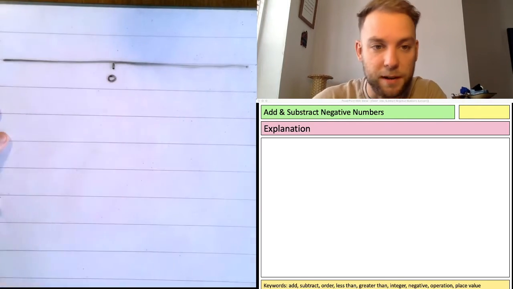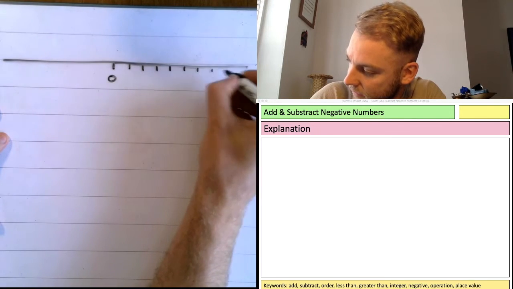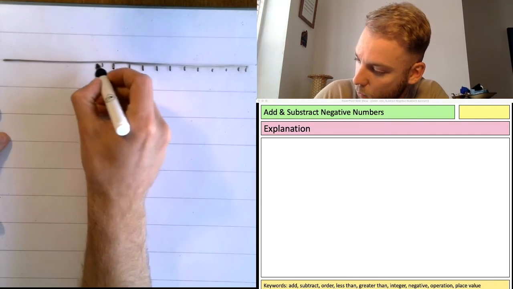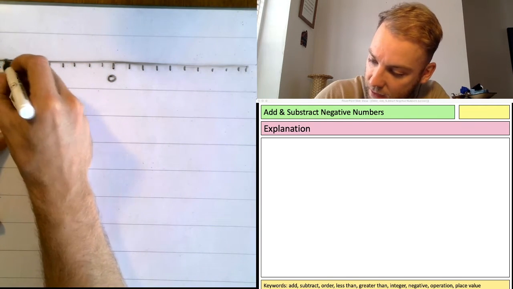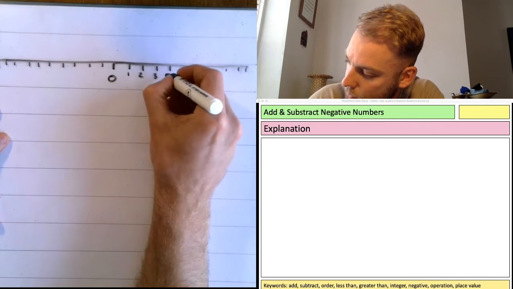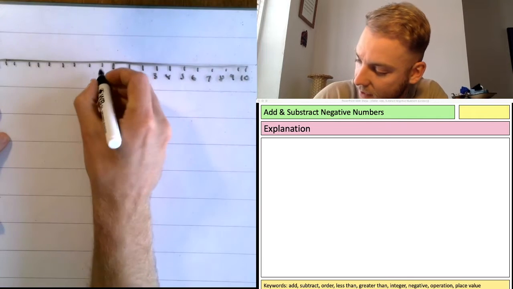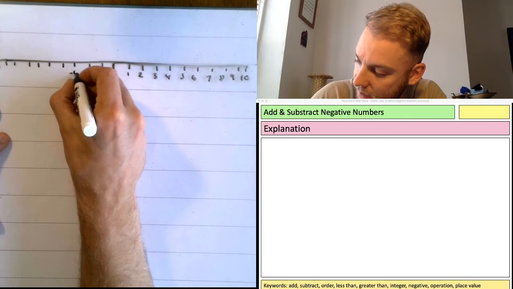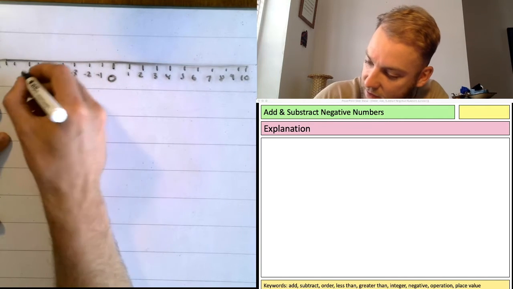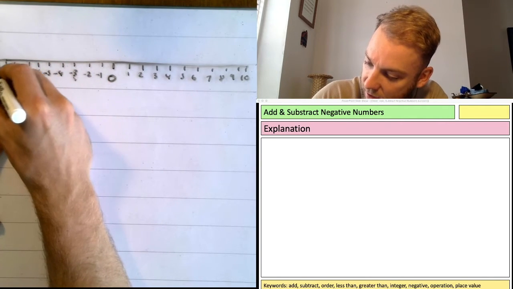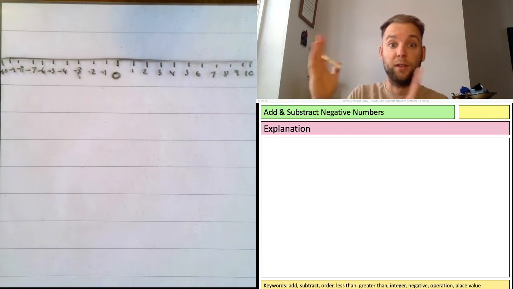So here I've got 0 in the middle, and then we're going to go up 1, 2, 3, 4, 5, 6, 7, 8, 9, 10, and then negative 1, negative 2, negative 3, negative 4, negative 5, negative 6, negative 7, negative 8, negative 9, negative 10. Super. So we're going to start with that because this is going to help us with our directed numbers.